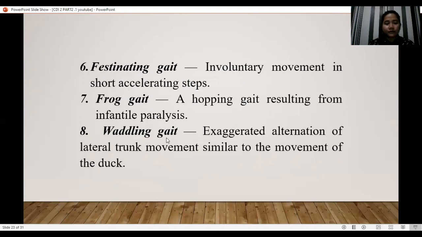Then the last one, we have the waddling gait. When we say waddling gait, it is the exaggerated alternations of lateral trunk movement similar to the movement of a dog.